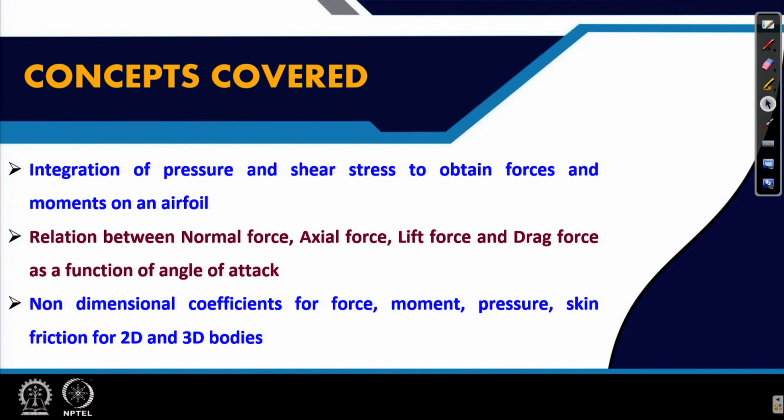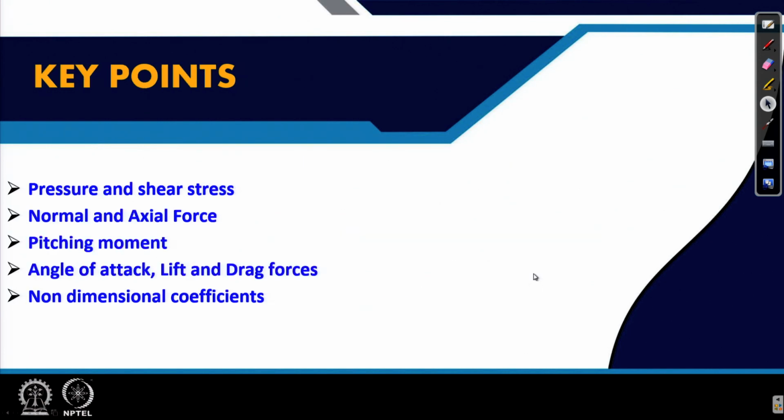Then we will look at relations between different force components, and we will look at the relation with angle of attack. And finally, we will look at some non-dimensional coefficients for forces, moments, pressure and skin friction, and as they apply for 2D and 3D bodies. Here are the key points.